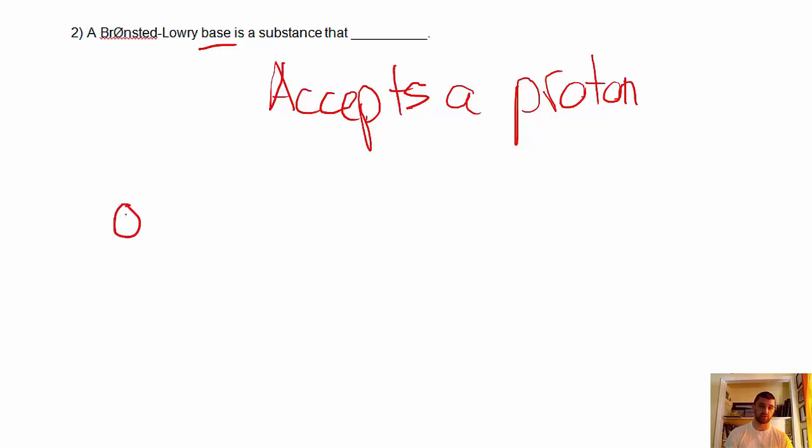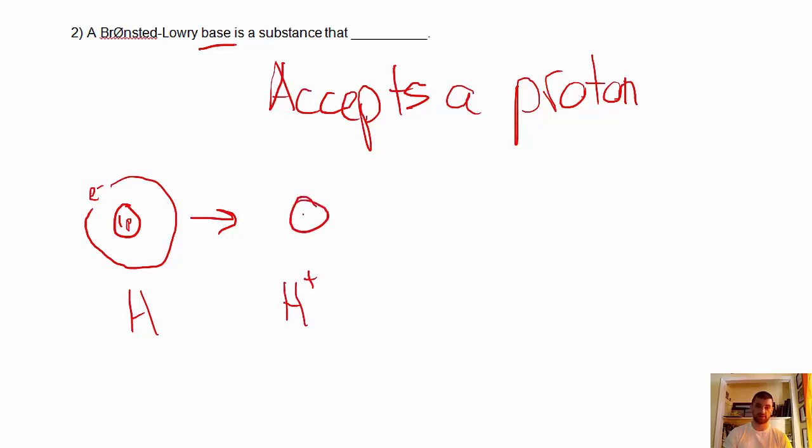If we had an H hydrogen atom, we'd have one proton and one electron going around it. So what would an H plus be? Well, an H plus lost that electron, so now it's just literally one proton. So remember that an H plus is a proton. They're the same thing. So don't let that throw you off.